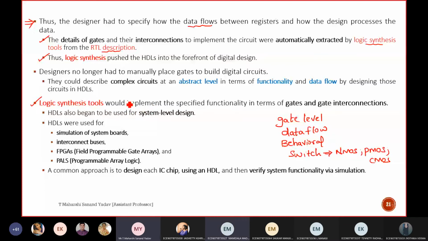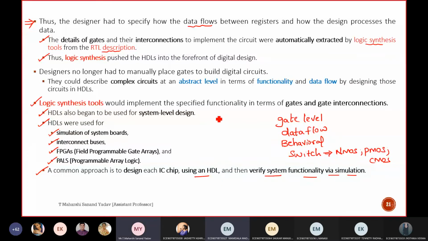Next, logic synthesis tools. Logic synthesis tools would implement the specified functionality in terms of gates and gate interconnections. HDLs also began to be used for system level design. HDLs were used for simulation of system boards, interconnect buses, FPGAs, and PALs. PAL is programmable array logic.